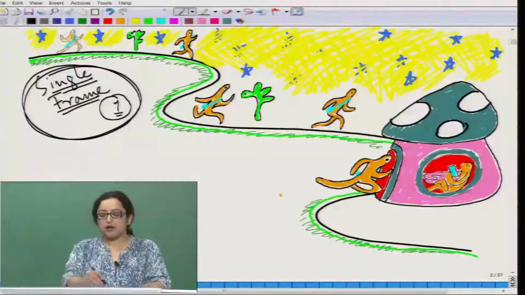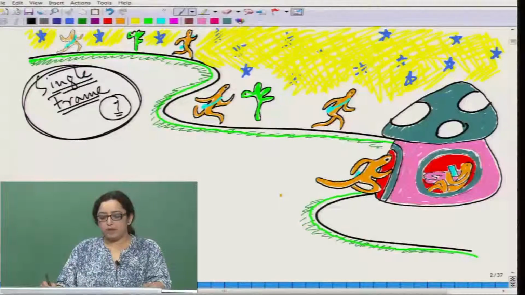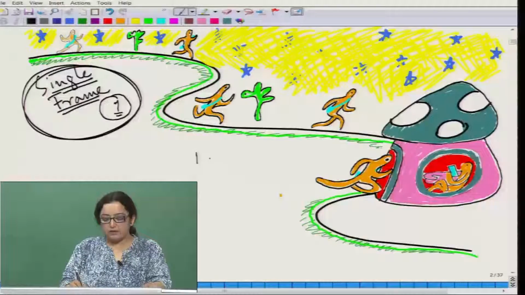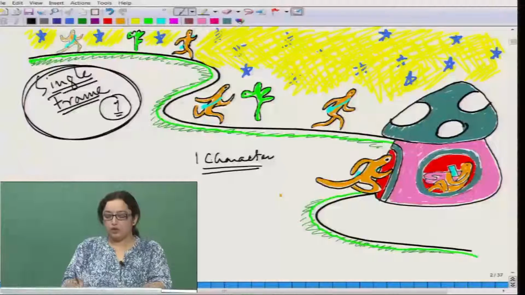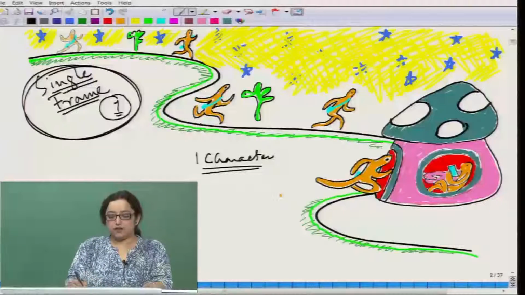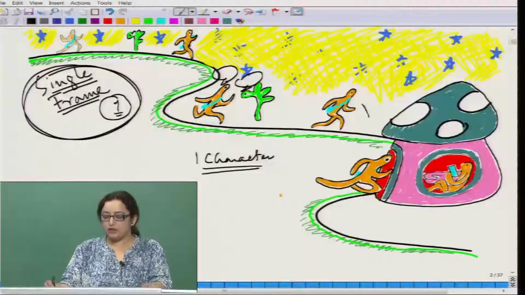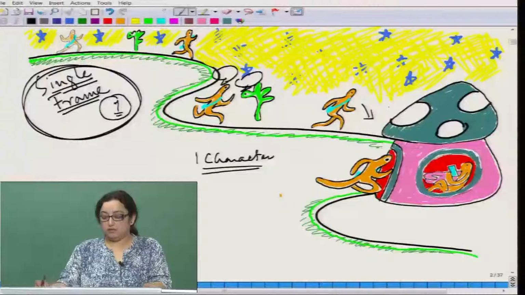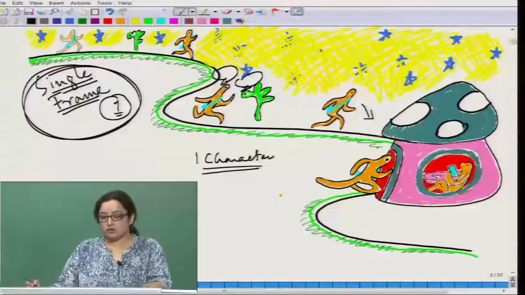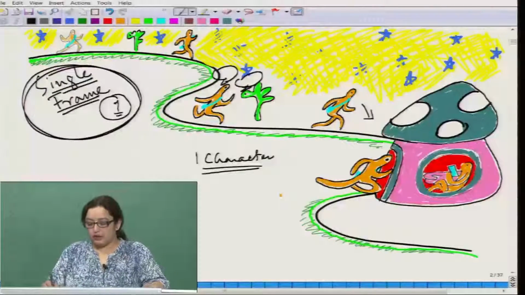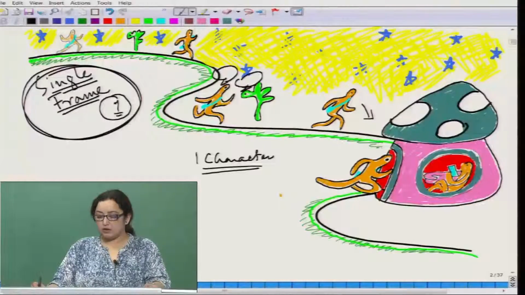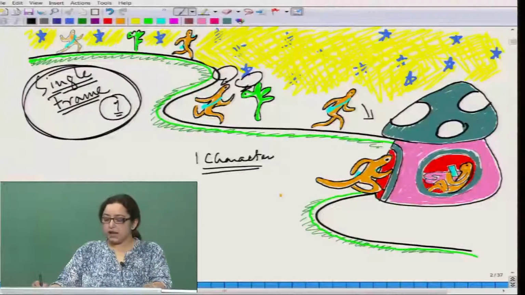Nobody will say that there are multiple people coming in. So, it is just one character who is in different action. He also interacts with the tree on his way. He gets the direction, he finds out the house where he wants to get in. So, he enters inside and settles down. So, all these things are happening in a single frame.